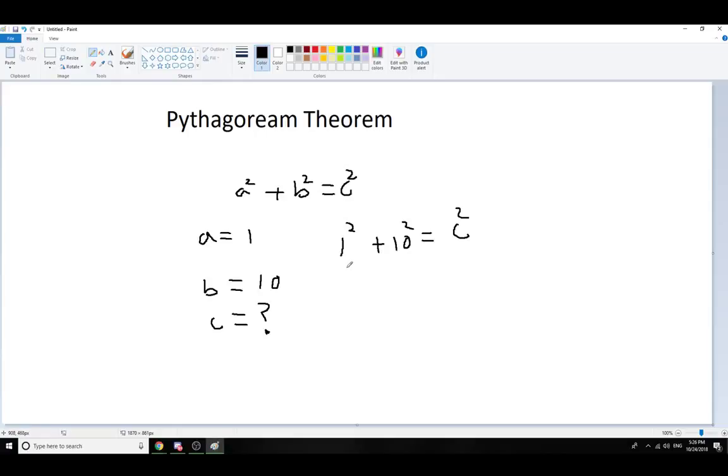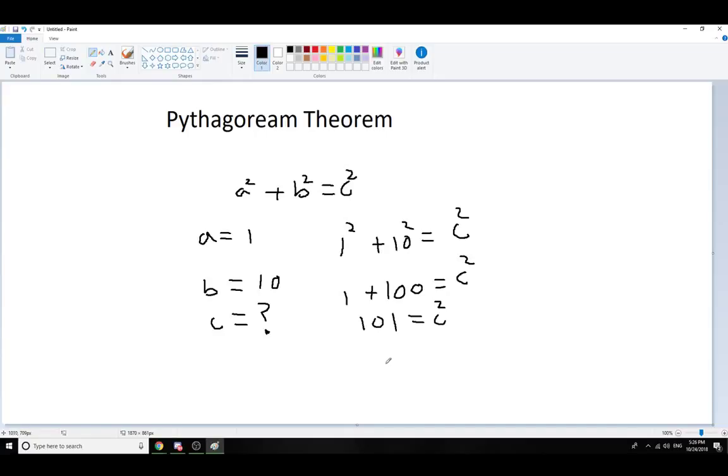So 1 times 1 is just 1, right? And 10 times 10 is going to be 100, right? Equals this c squared. Let's go 1 plus 100 is 101 equals c squared. And yeah, you might not be able to know exactly what times what equals 101. But you know what? That's okay. It's not going to be an easy thing to figure out without a calculator.